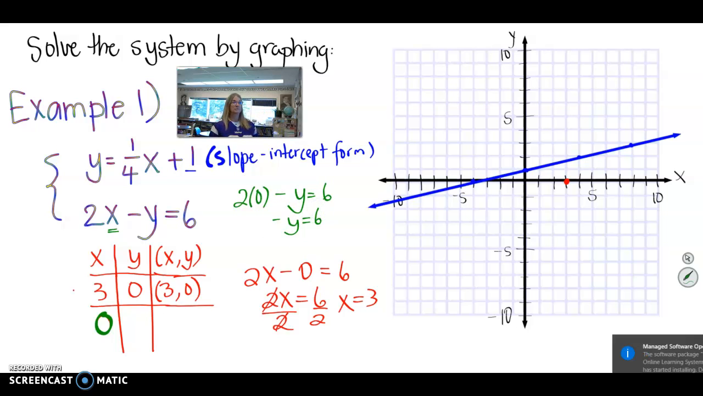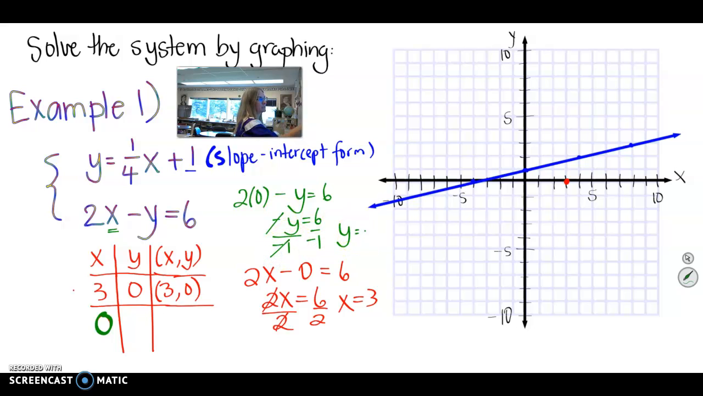If negative y equals positive 6, then positive y equals negative 6. Divide both sides by negative 1, if that makes more sense. The negatives cancel out, and you get y equals negative 6. So when x is 0, y is negative 6. So the point 0, negative 6 is the y-intercept, which is right here. I got 2 points. That is plenty to draw in the second line.